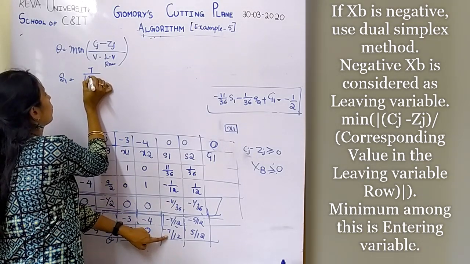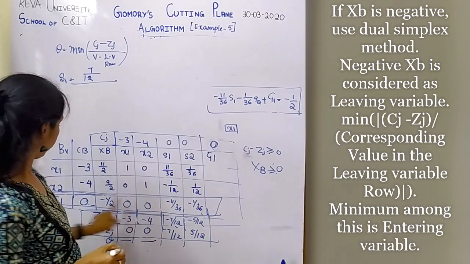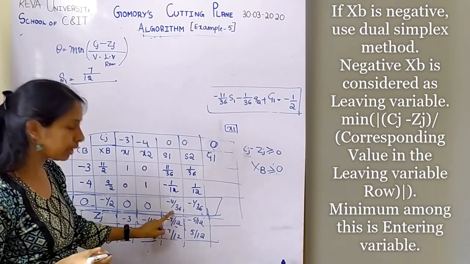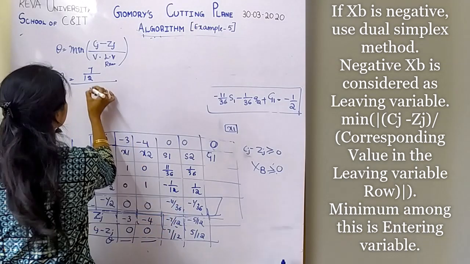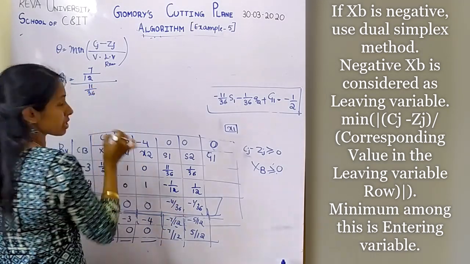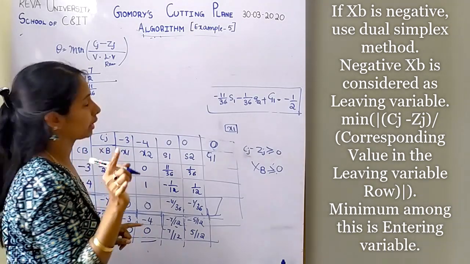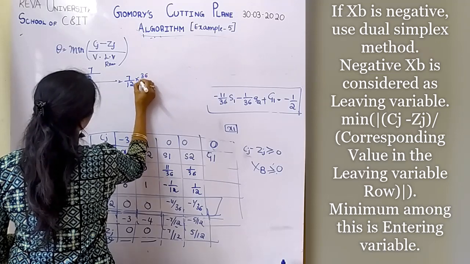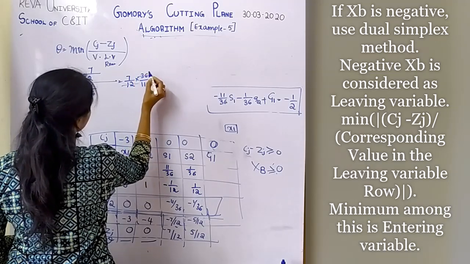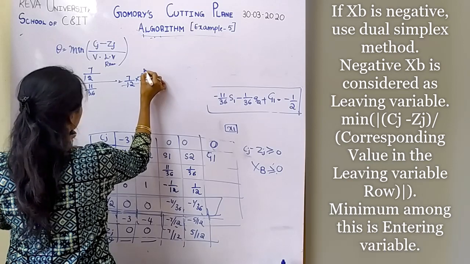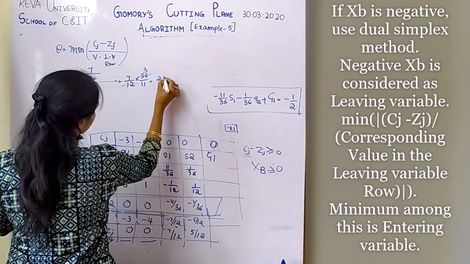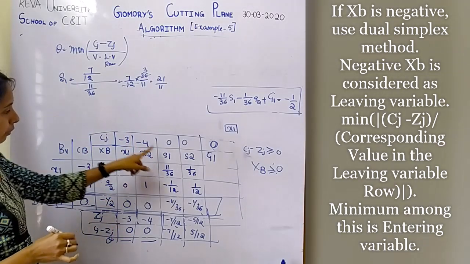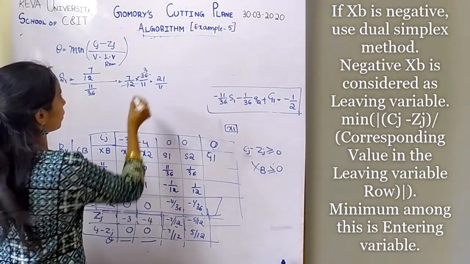7 divided by 12 divided by value in the leaving variable. For S1, what is the value in the leaving variable? 11 divided by 36. You should not consider the sign here. So 7 divided by 12 into 36 by 11. So you will get here 21 by 11.